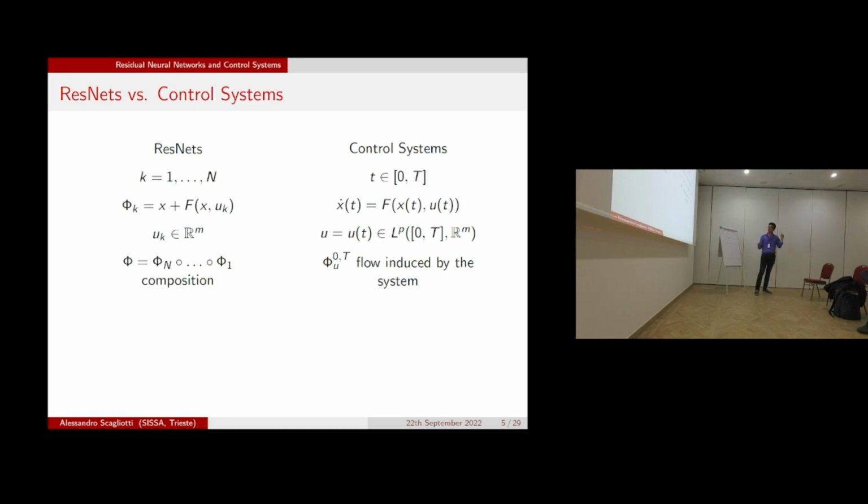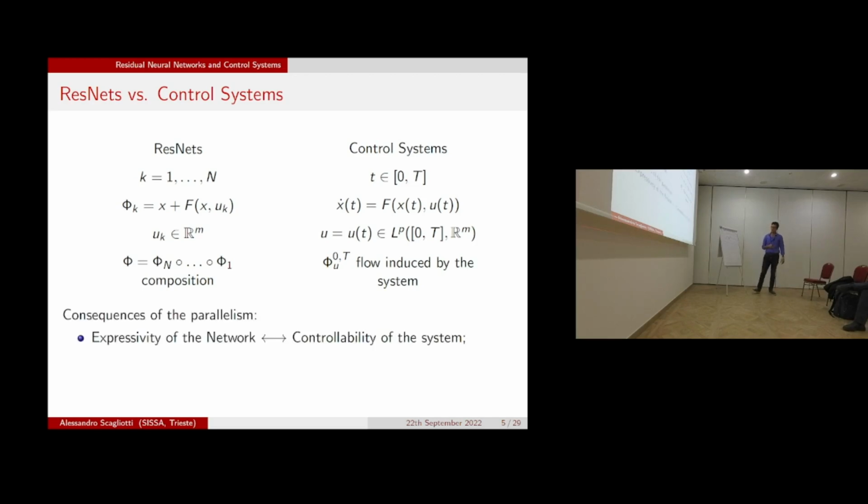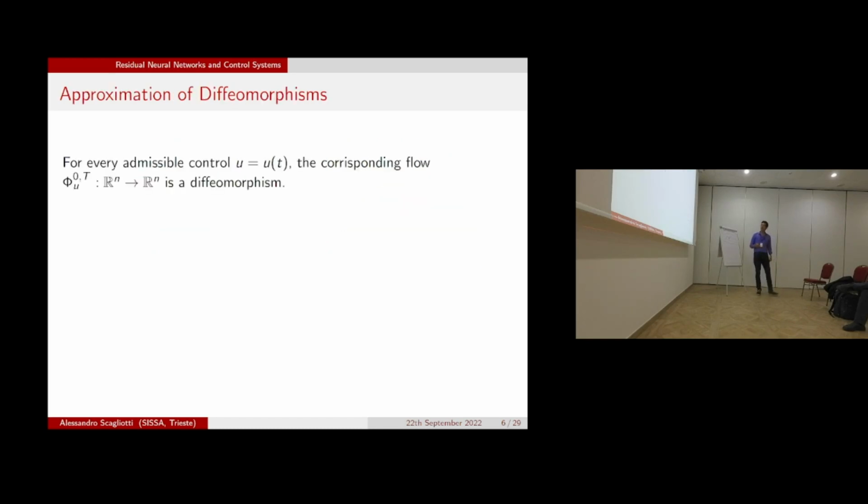Let me stress an important point. We are not interested in the full movie of the evolution, but in the final snapshot. Just as in the ResNet, we are not interested in the intermediate compositions, but only in the whole composition. So what are the consequences of this parallelism? The notion of expressivity of the network is strictly linked to the notion of controllability of the system. I'm going to introduce the notion of controllability in a few slides. And the process of training the network is strictly linked to the resolution of a proper optimal control problem. From now on, we are interested in the task of diffeomorphism approximation. Why diffeomorphisms?